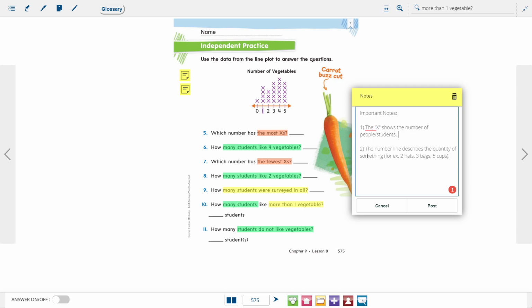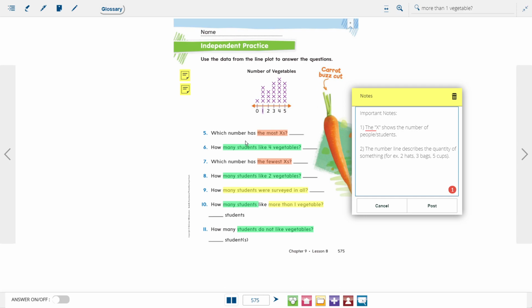Note number 2. The number line describes the quantity of something. As you can see in the previous questions we had on the previous page, we have something like 2 hats, 3 hats, 4 hats, and after this page you will have 2 cups of water, 3 cups of water, 4 cups of water. So it's always describing a number of something, and here it's a number of vegetables.